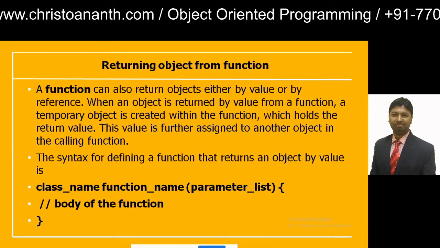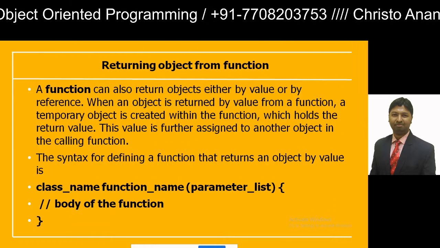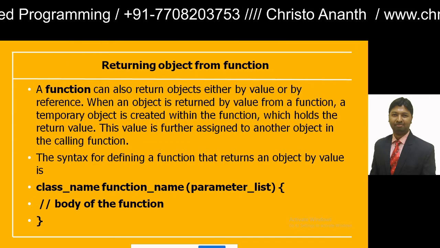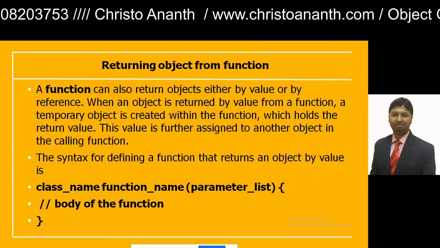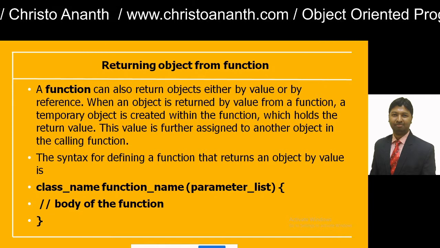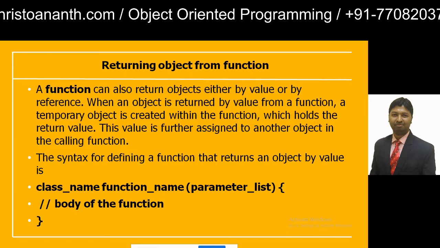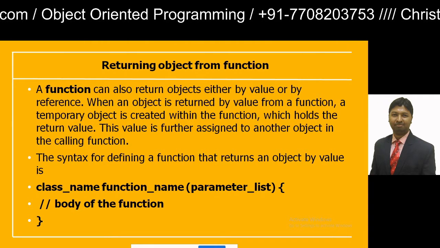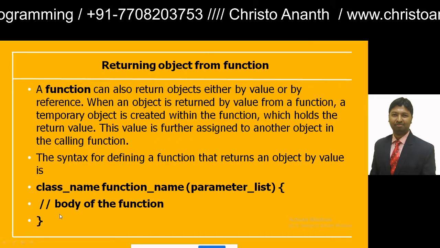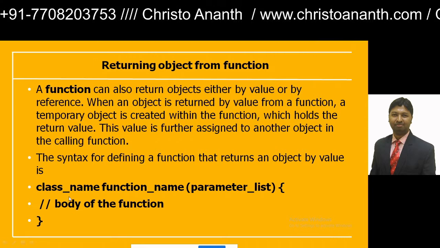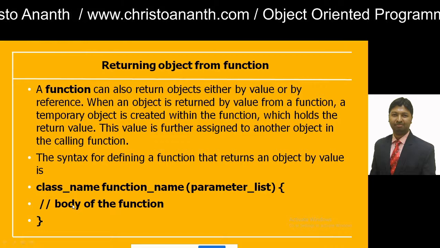And you return an object from the function. So a function can also return objects, either by value or by reference. When an object is returned by value from a function, a temporary object is created within the function to hold the return value, and this value you assign to another object in the calling function. So here in the example, we have a syntax: class name, function name, the parameter list, and then the body of the function.